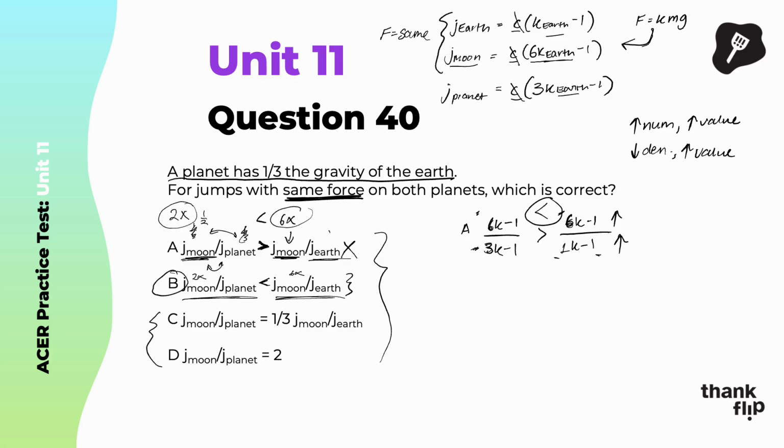Now, options C and D are tricky because they actually give you these values here. And so these are hard and fast values, right? That you have to sort of calculate. So if we're looking at J moon and J planet, we have J moon being (6k minus 1) over (3k minus 1) is equal to 1/3 times (6k minus 1) over (k minus 1).